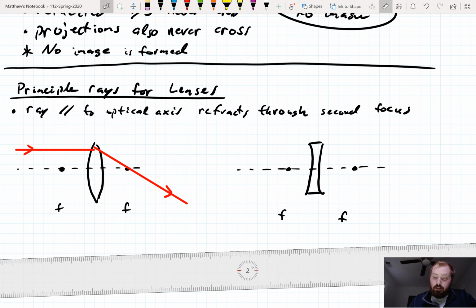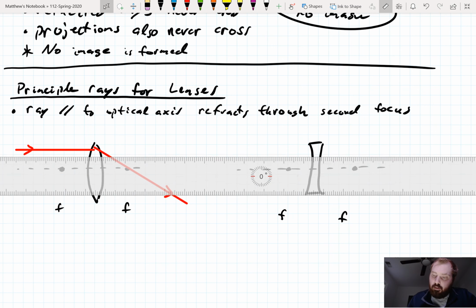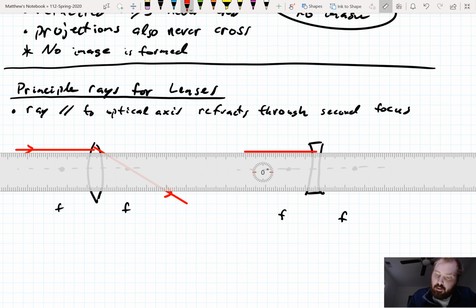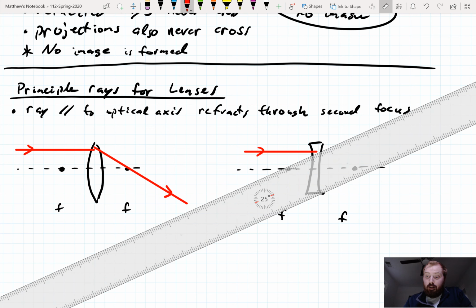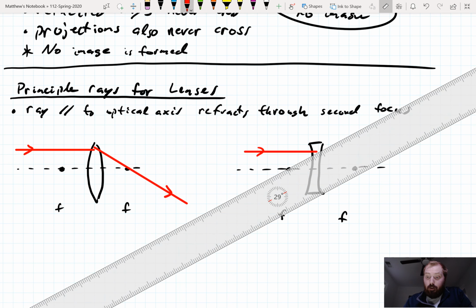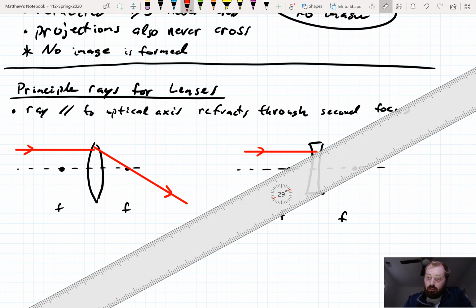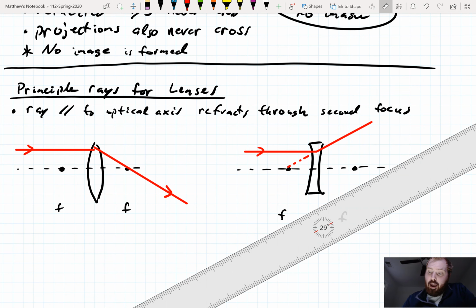For our diverging lens, we come in. What's the second focus? Well, it's actually the one that we've crossed over. The minus sign is what's flipping up the language of what's the second focus. Diverging lenses have negative focal lengths. So we have to go like this. We go through that focus and diverge away.